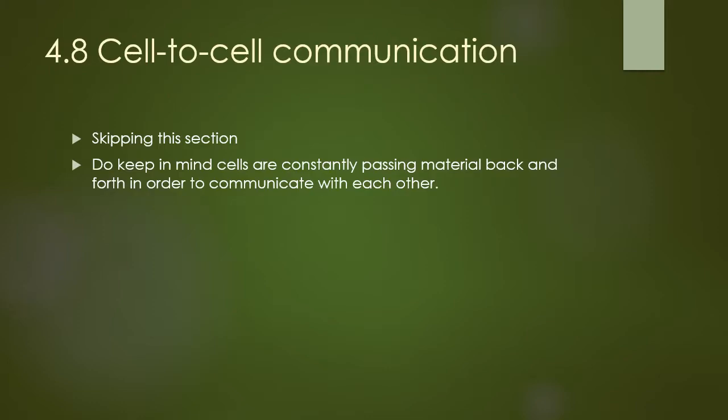We're going to skip the section on cell-to-cell communication. You can skip this in your outline as well, but do keep in mind that cells, whether they're plant or animal cells, are constantly in communication with each other, passing material back and forth in order to communicate with each other.